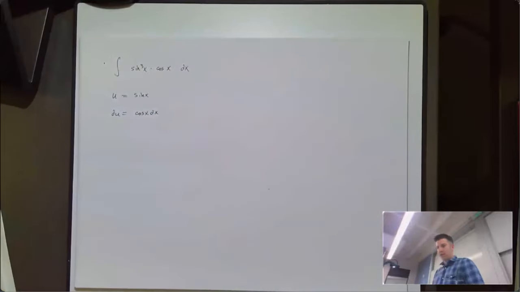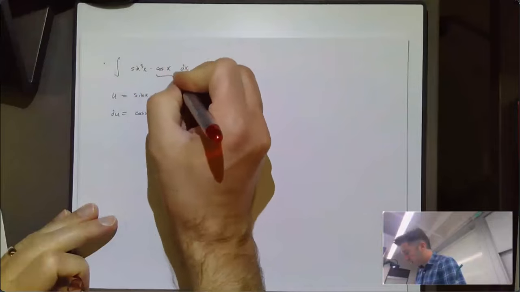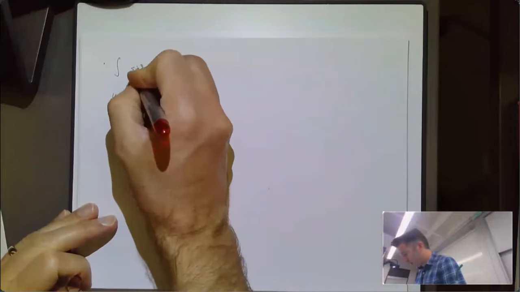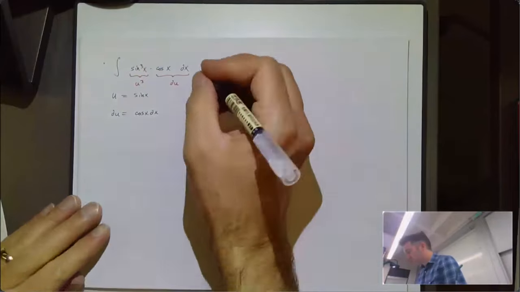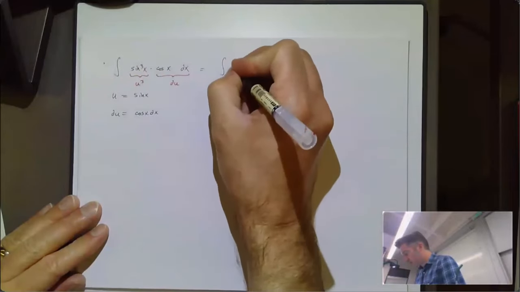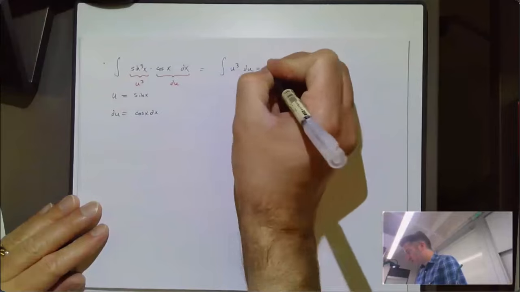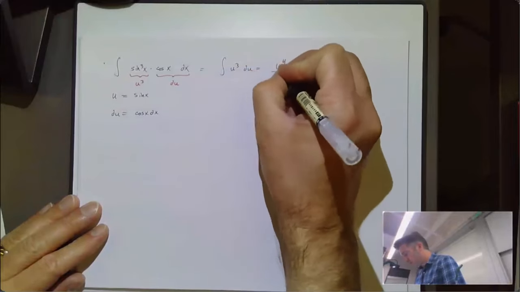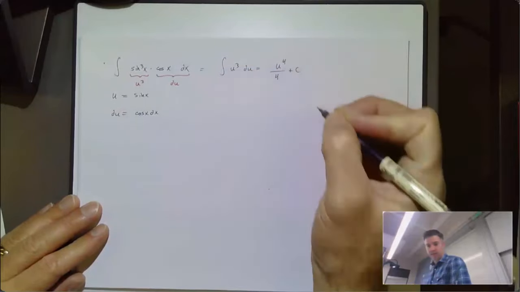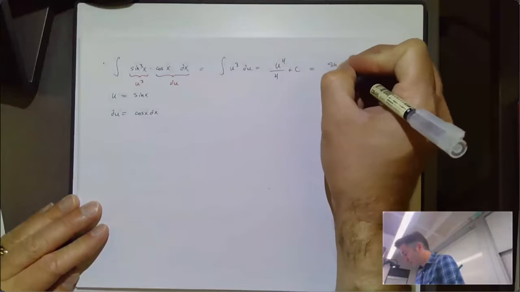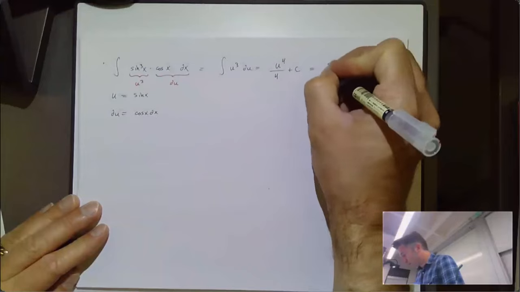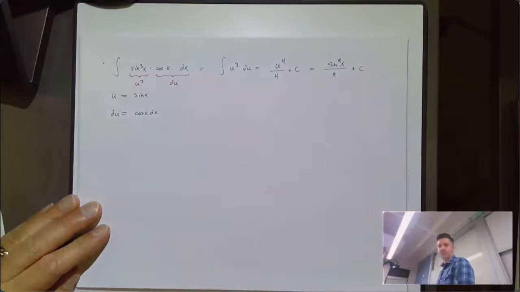And then we can totally rewrite this as, well, there's my du right there, and sine cubed will become u cubed. So this will be equal to the integral of u cubed du, which will then be just u to the fourth divided by 4 plus c. And then we replace u with sine, and we'll get sine to the fourth x over 4 plus c.